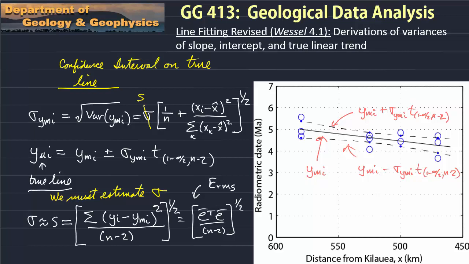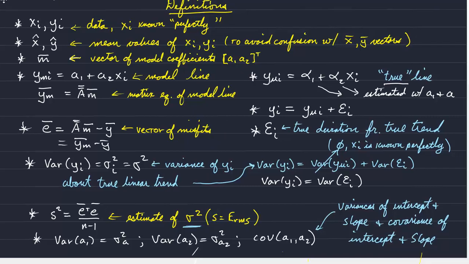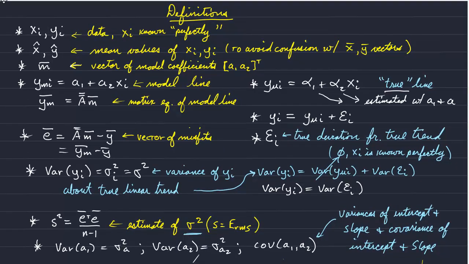So in the last video, I showed you the solutions for the confidence intervals of the slope, intercept, and regression line. In this video, I'd like to derive how we got those solutions. So before I proceed, let's talk about some definitions just to make sure we're very clear with these variables.